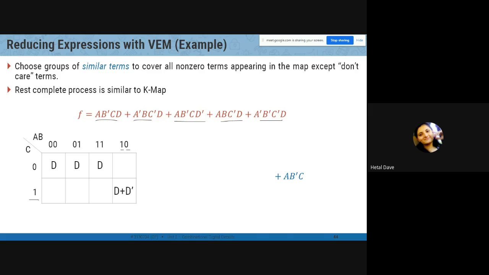Now what will be next? You will make variable groups. In place of a one group or zero group, here variable groups are made, following the same rules as for SOP and POS: the number of variables covered will be a power of 2. So 2 variables, 4 variables, 8 variables are going to be covered in one group. So here, let's say this is the first group.